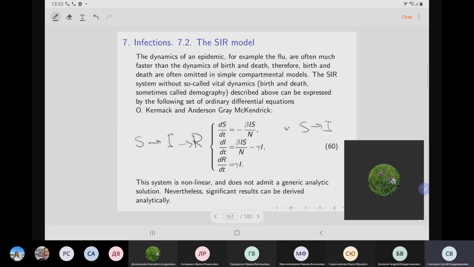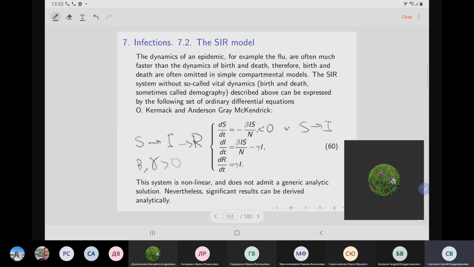We see that the number of susceptible in this model always decreases, as beta and gamma are both positive. We see that S dot is always negative, so the susceptible number is decreased all the time. It means that everyone of the susceptible can become infected, but we'll see further that not all the susceptible will be infected at some moment.